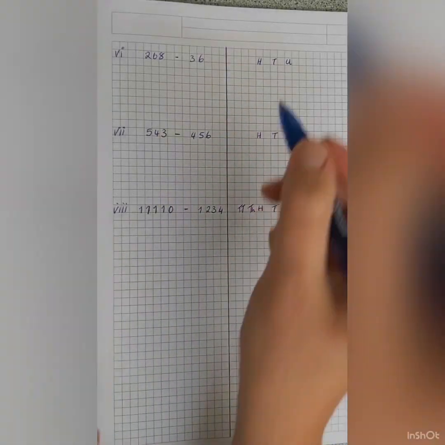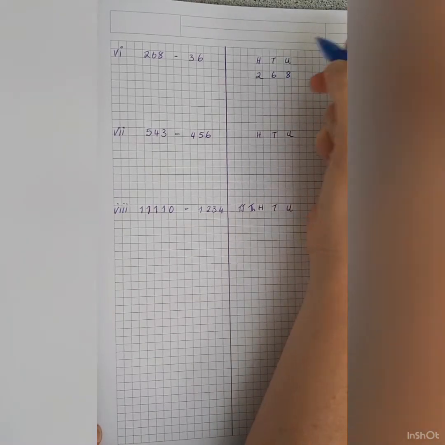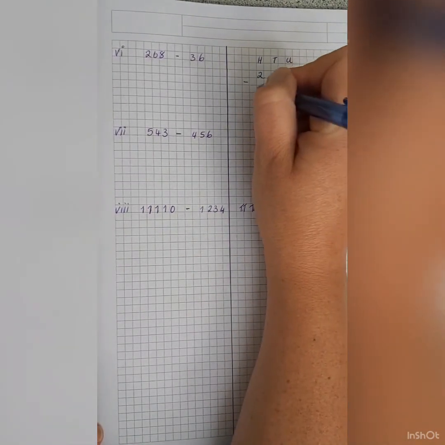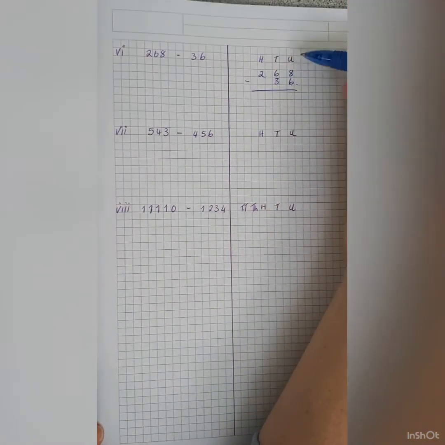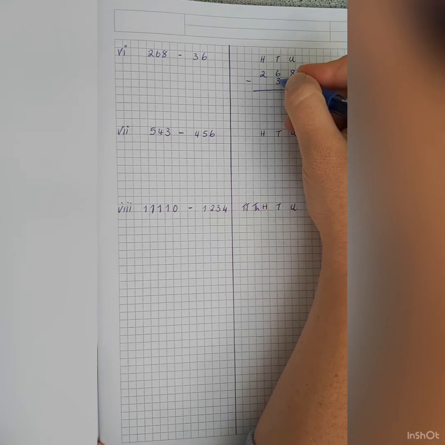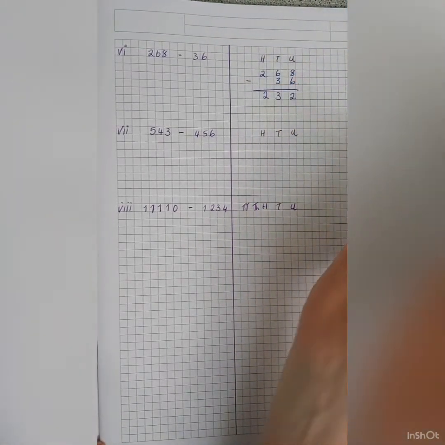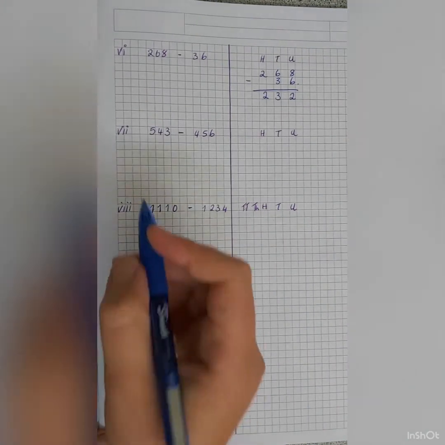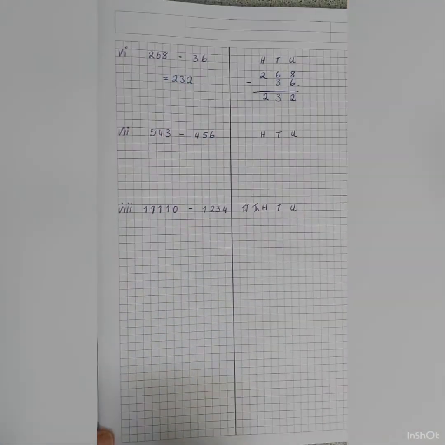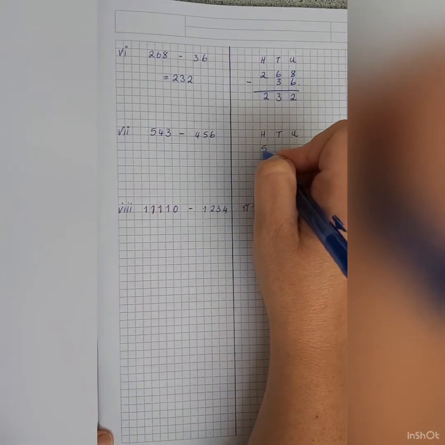Continuing, we have 268 subtract 36. Okay, so starting with units, 8 take 6 is 2, 6 take 3 is 3, and 2 take nothing is still 2. So quite straightforward again. Answer is 232. Okay.